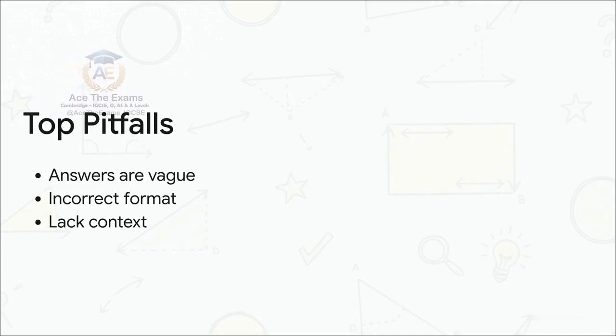Number 2, incorrect format and presentation. This is a tragedy when it happens. If the question gives you all the data in column vectors, the unwritten rule is that you should generally work and provide your final answer in column vectors, unless explicitly told otherwise.